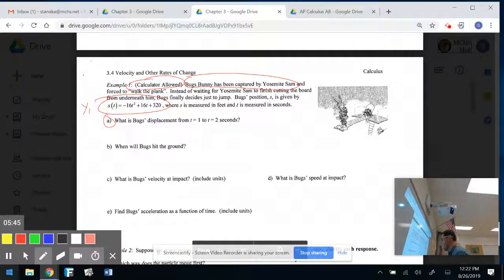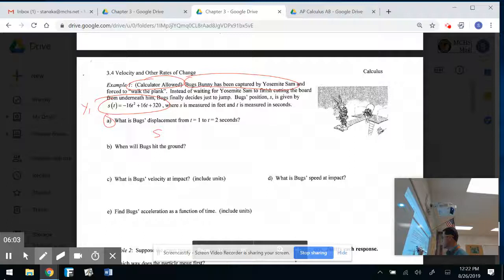All right, what is Bugs' displacement from t equals 1 to t equals 2 seconds? Well, if we look back to our definition, displacement was our change in position. So I already have my answers right here on my sheet, so I'm going to take a little peek. But you can easily put this in your calculator, right?